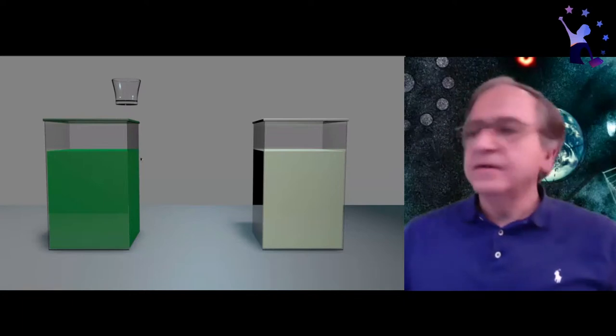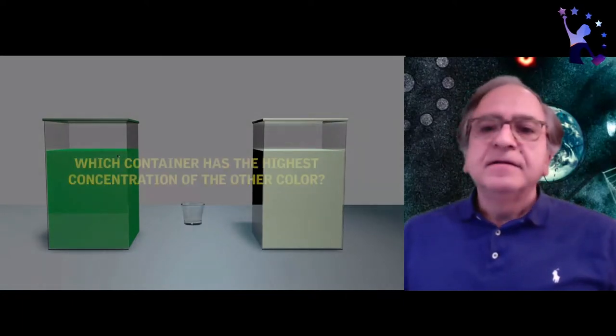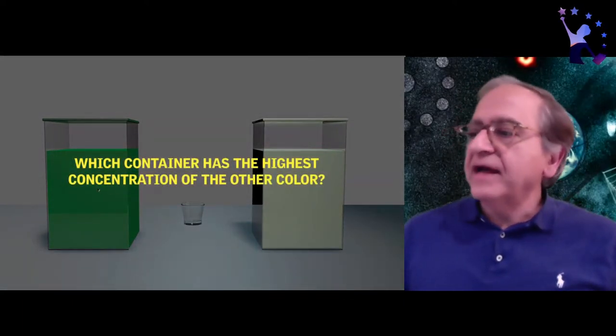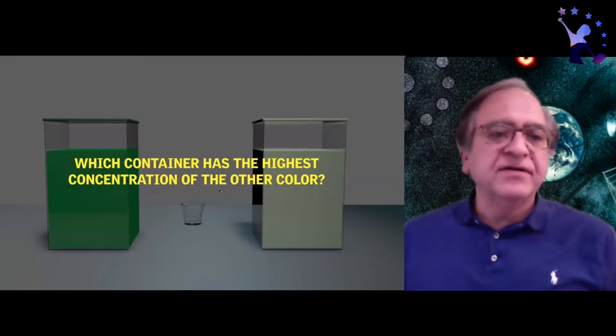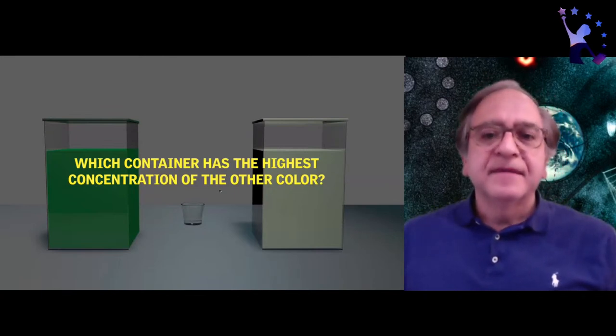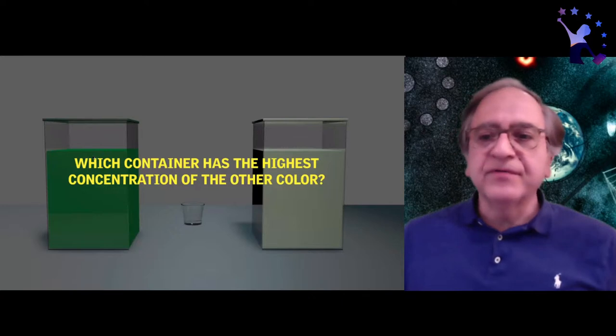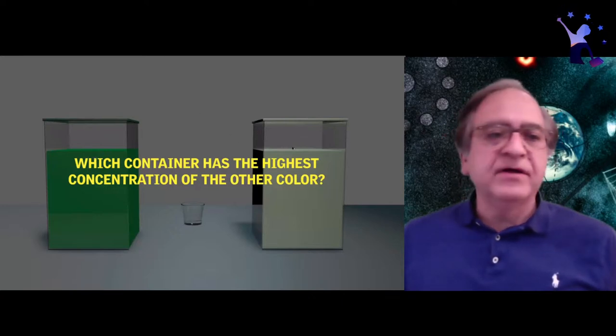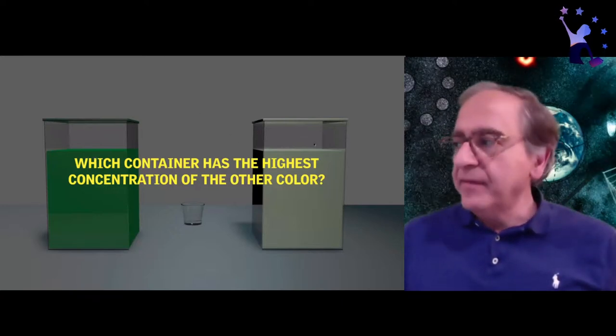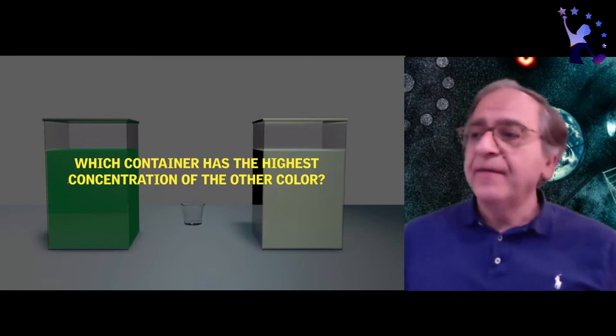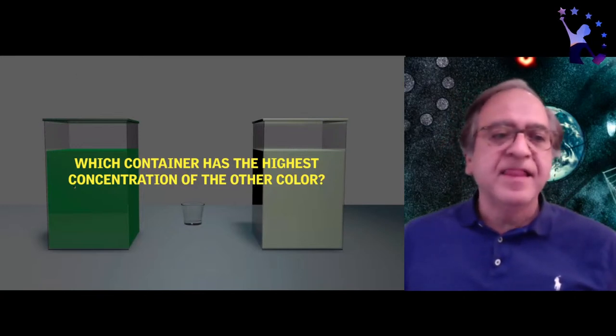Now, the question is, which container has the higher concentration of the other color? In other words, we started with equal volumes, one of green and one of white. We took some from green and put it into the white container. And then we took the same amount, but now from the mixture, and put it back into the green container.